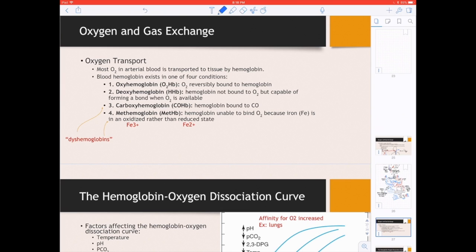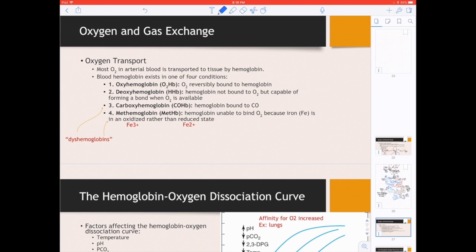Deoxyhemoglobin is hemoglobin not bound to O2, but it's open to binding to O2 anytime the O2 is available. So it's just not currently bound to the O2. Carboxyhemoglobin is hemoglobin that is bound to carbon monoxide. I'm sure you've heard about that, how carbon monoxide has a really high affinity for hemoglobin, or hemoglobin has a high affinity for carbon monoxide. And we'll talk about that more in the next lecture.